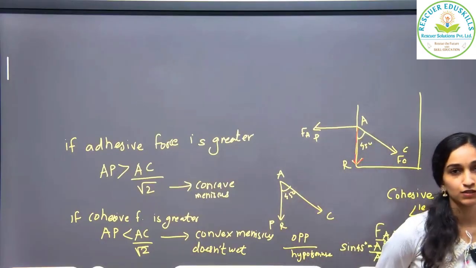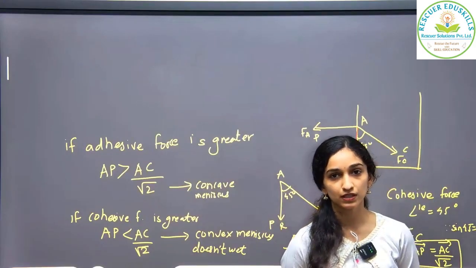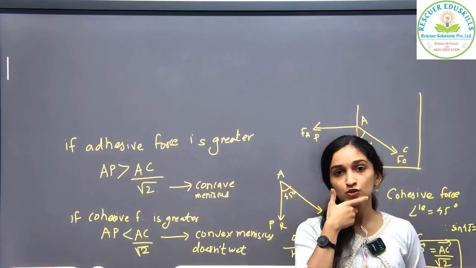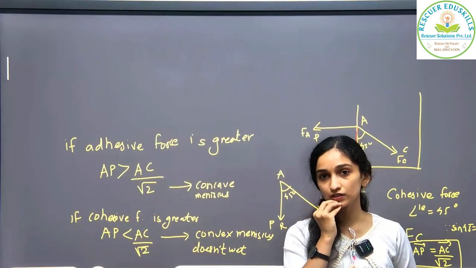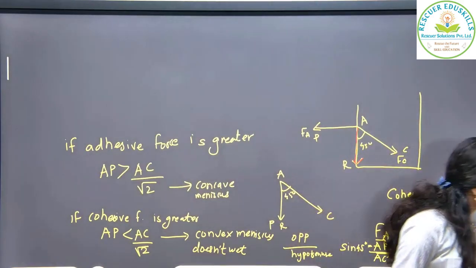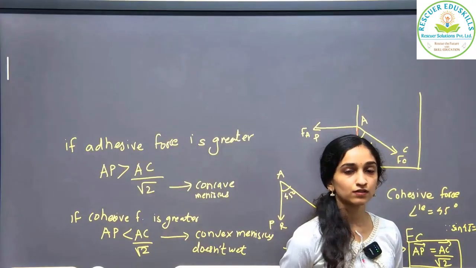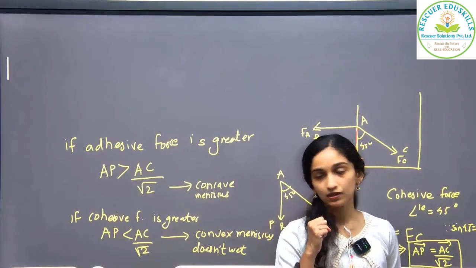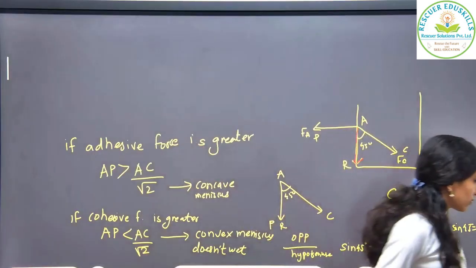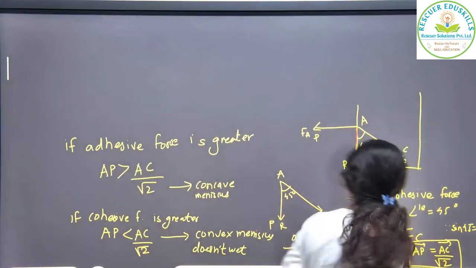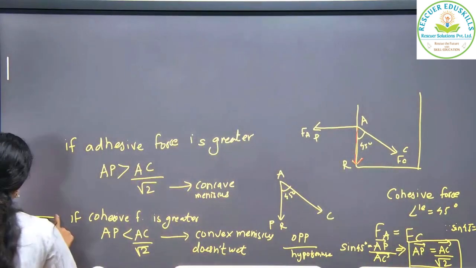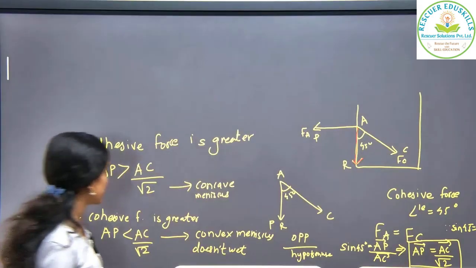So like if you have seen these waterproofing agents, right? There are some waterproofing agents which we spray on the fabrics. So how do these waterproofing agents work? Basically, these waterproofing agents try to reduce the adhesive force. As you can see, they try to reduce the adhesive force.